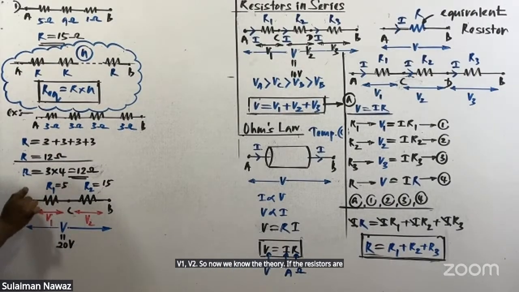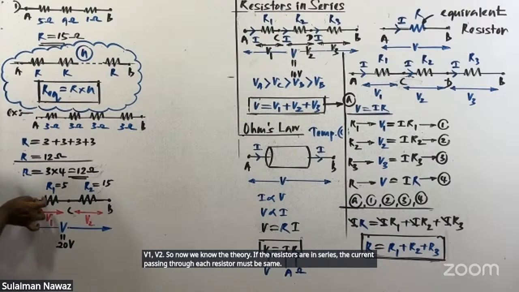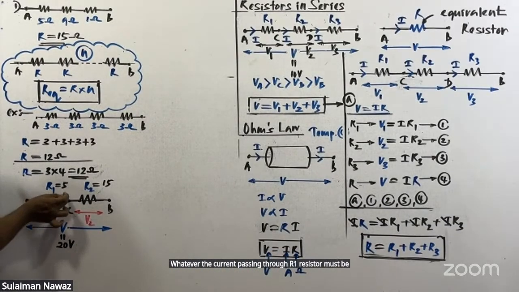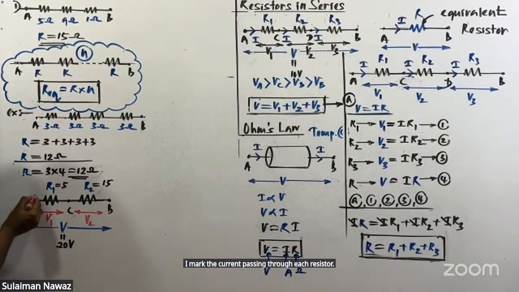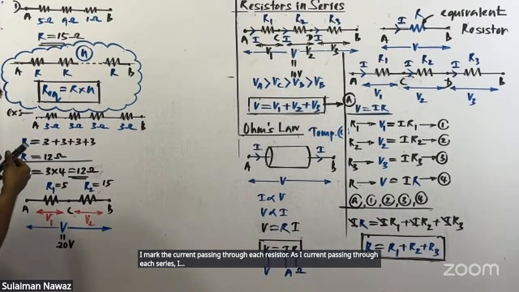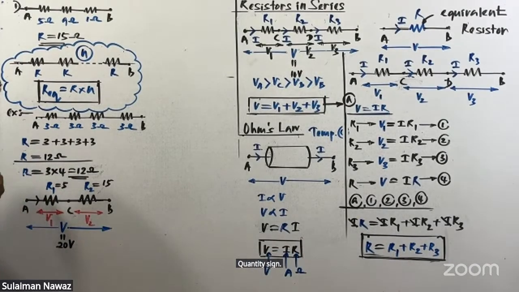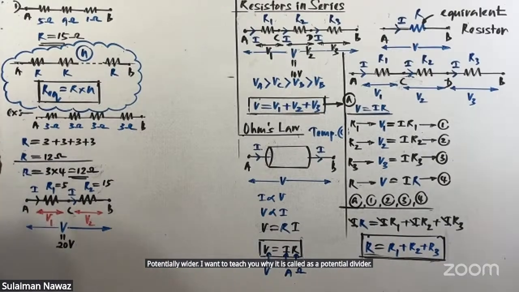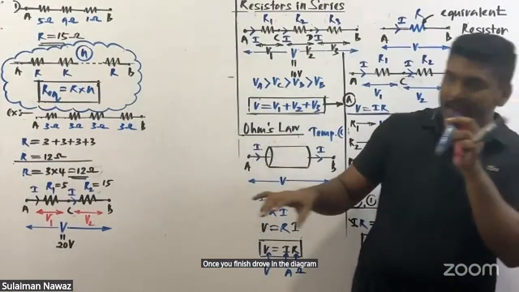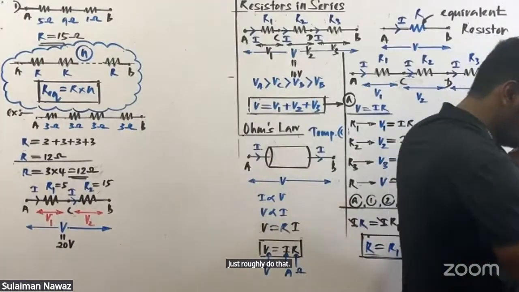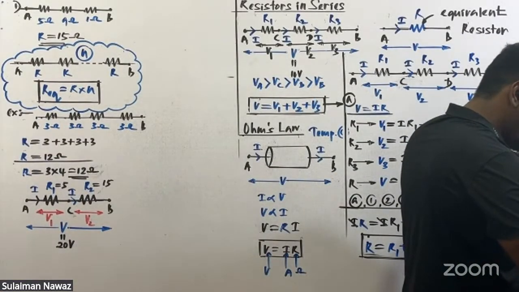If the resistors are in series, the current passing through each resistor must be the same. Whatever current passes through R1 must be the same as the current passing through R2. I mark the current passing through each resistor as I. Now I'm going to explain why we call it a potential divider. Now understand. Look here. Just draw the diagram roughly, without putting in the values.